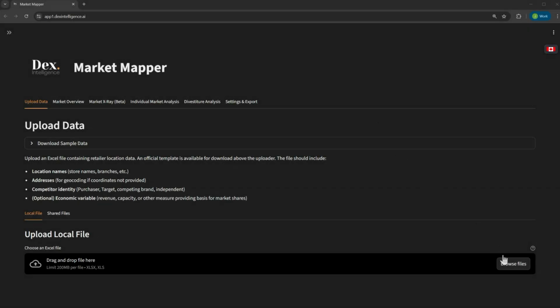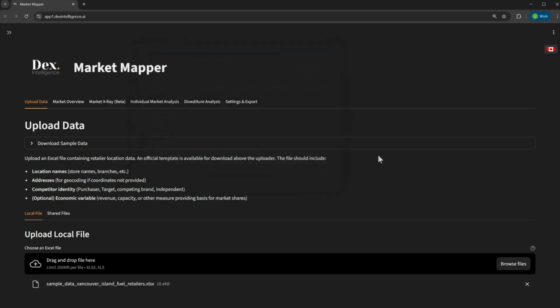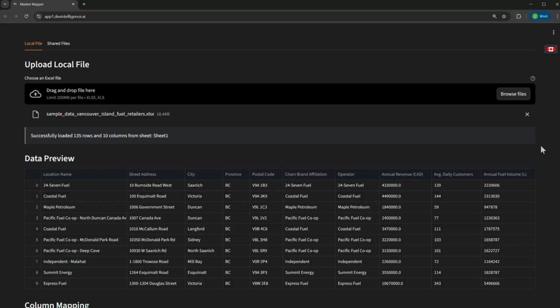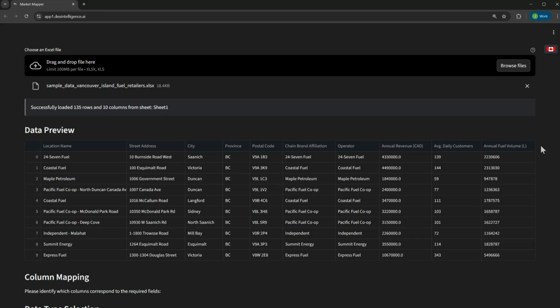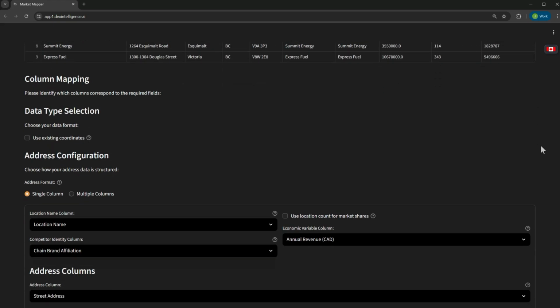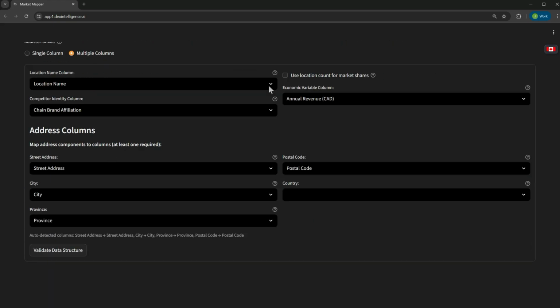So first, we upload our data. We're going to be looking at some fictionalized data that represents a hypothetical merger, and this is similar to what you would do if you had been retained by a client in order to advise them on a retail merger. So we have very basic location and revenue data, and we're going to upload that into the system and just identify how it's structured for the app to be able to geocode it.